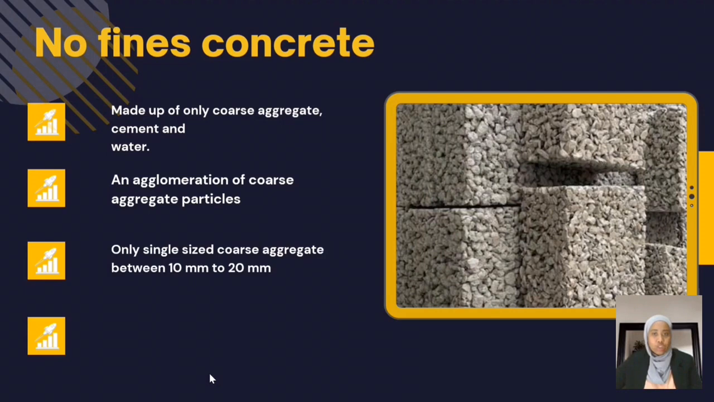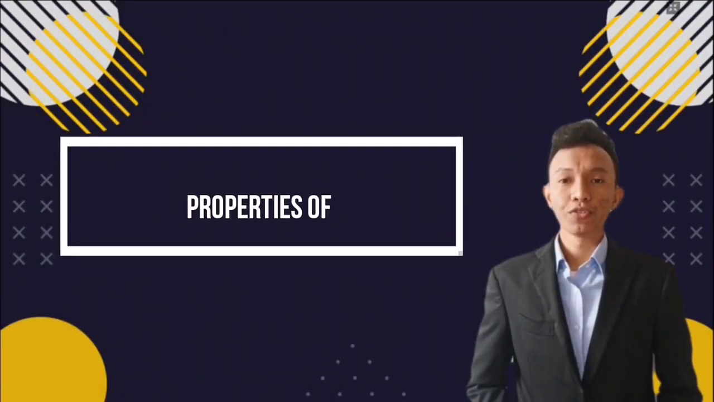Only single-sized coarse aggregate between 10 mm and 20 mm is used, either a dense aggregate or a lightweight aggregate such as clinker or pulverized fuel ash. It was also introduced into the UK in 1923 when 50 houses were built in Edinburgh, followed by 800 houses in Liverpool. Properties of lightweight concrete.